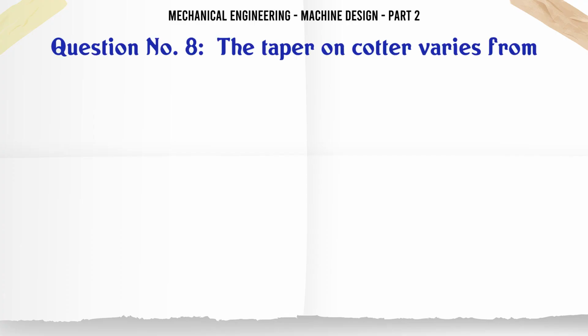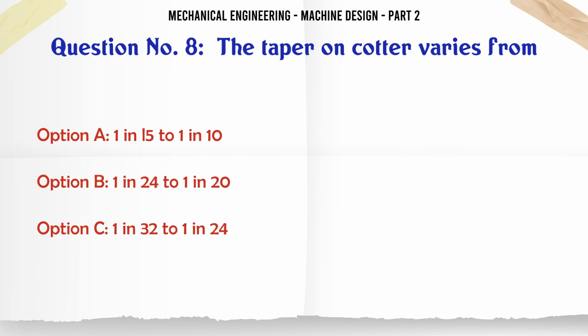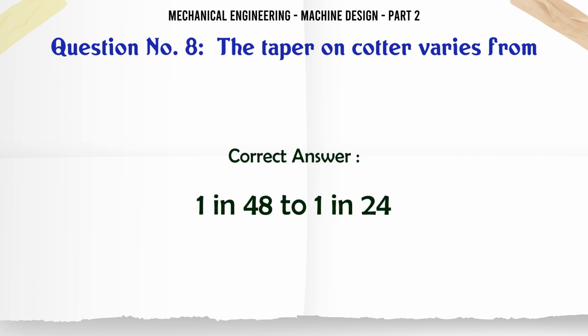The taper on cotter varies from A. 1 in 15 to 1 in 10, B. 1 in 24 to 1 in 20, C. 1 in 32 to 1 in 24, D. 1 in 48 to 1 in 24. The correct answer is 1 in 48 to 1 in 24.